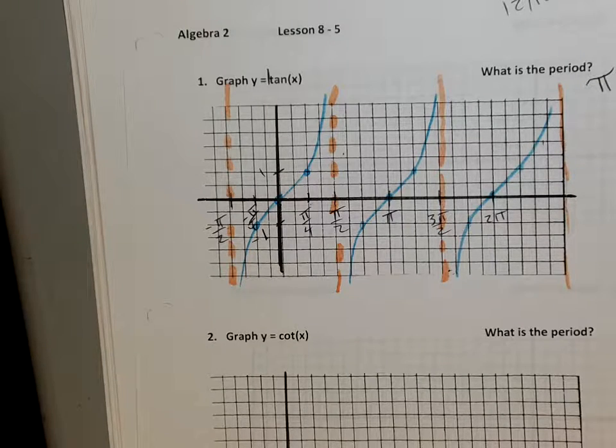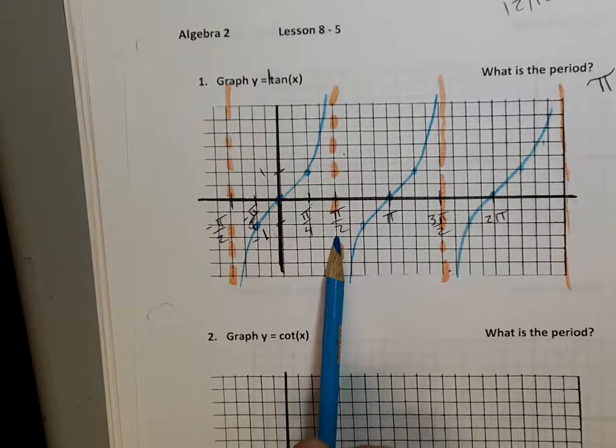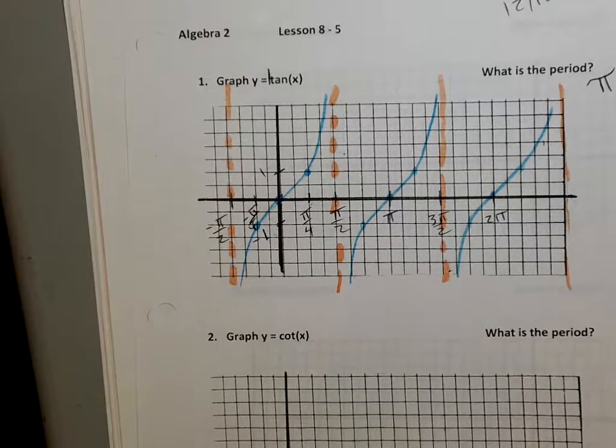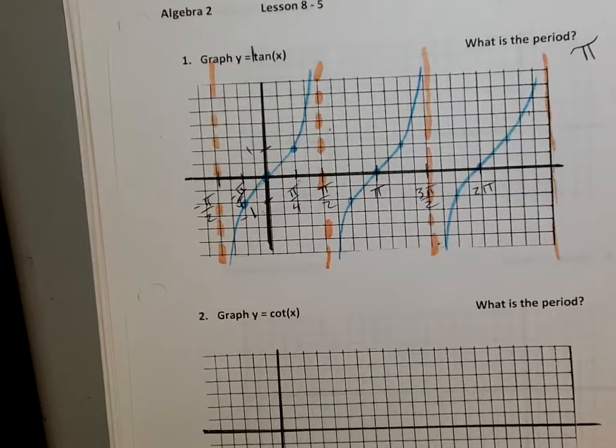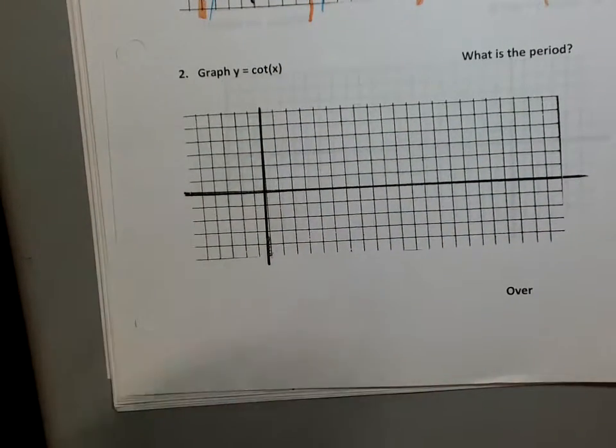But one single tangent curve is this one here. Period of pi. Okay, thumbs up. Now the cotangent is just the opposite of tangent. And as we graph the cotangent, you're going to see why it's the opposite of tangent. Okay, slide it up. So, let's do the cotangent.